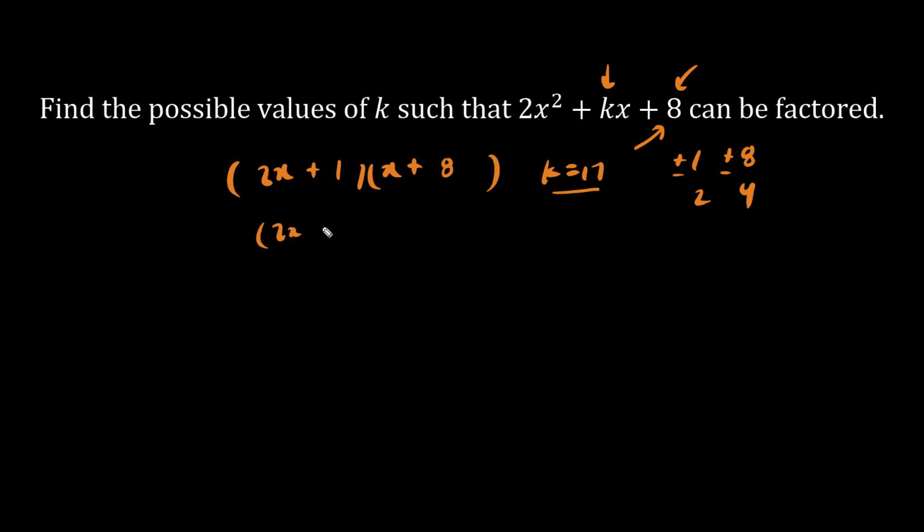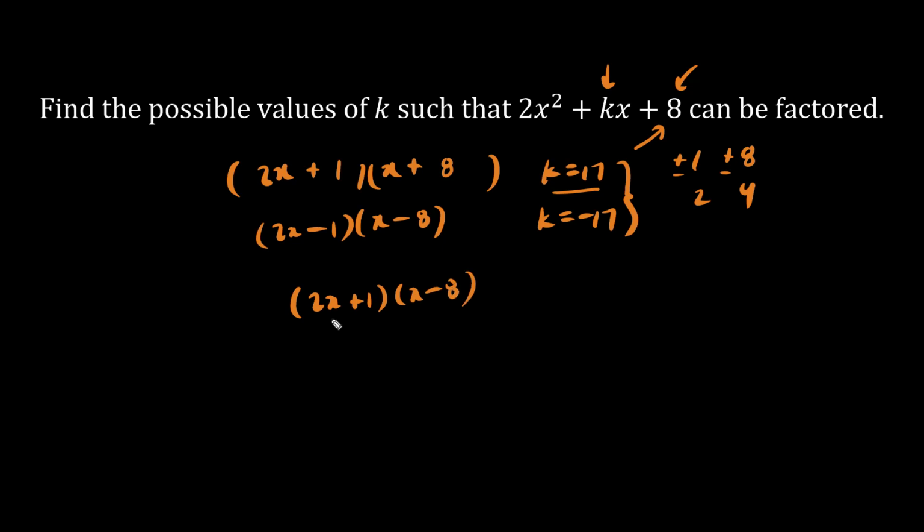Now what if we have 2x minus 1, x minus 8? Then we have the k value. This is minus 16, minus 1 more x is minus 17. Instead of plus, we have minus, so these come in pairs. Now we can't do this. We can't say 2x plus 1, x minus 8, because the problem with this is that a positive number times a negative is negative, and it says here that the constant must be positive, so we'll reject that.